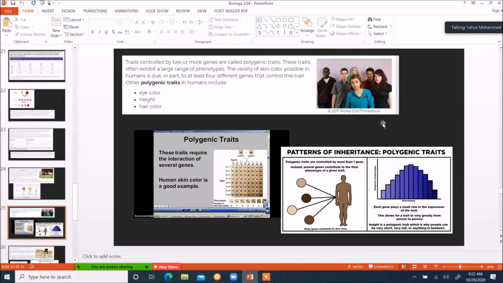Polygenic means many genes. When we were looking at the examples before, there was just one allele, one place on the chromosome that codes for flower color, or for the color of the pea plant, something like that. Basically, one location on the chromosome codes for this one trait. But most things in life are not that simple.